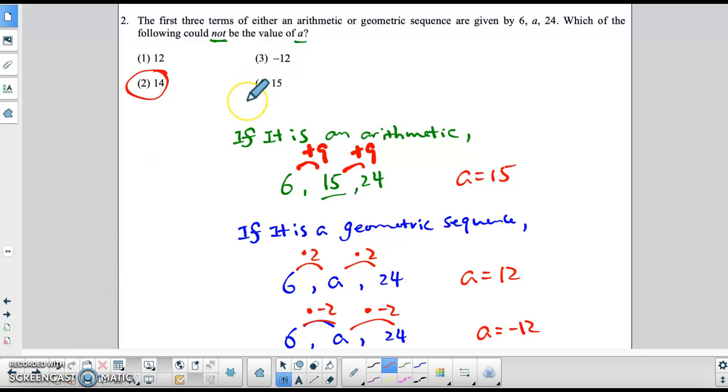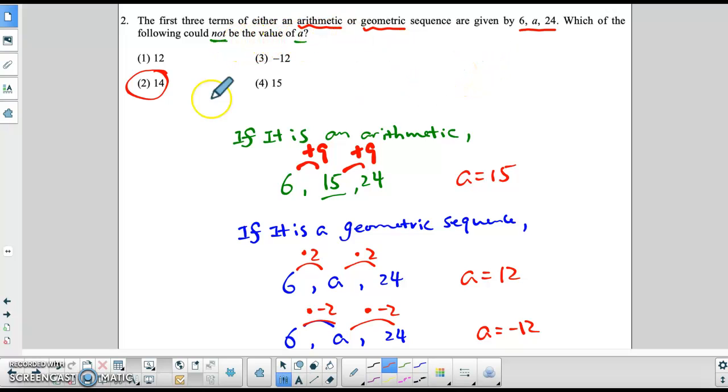Okay, so question 2. The first 3 terms of either an arithmetic or geometric sequence are given by 6, a, which is unknown, and 24. It could be an arithmetic sequence, it could be a geometric sequence. So we need to decide among those 3 numbers which one cannot be the value of a.